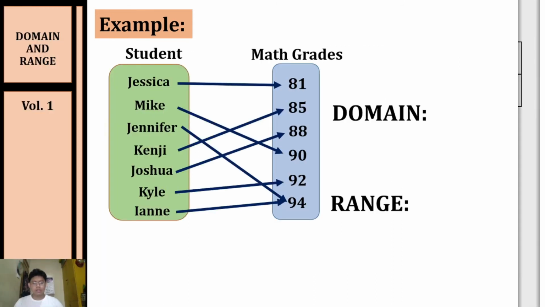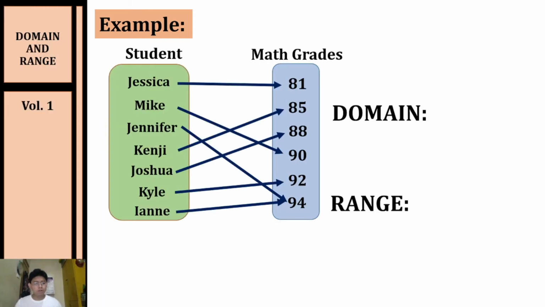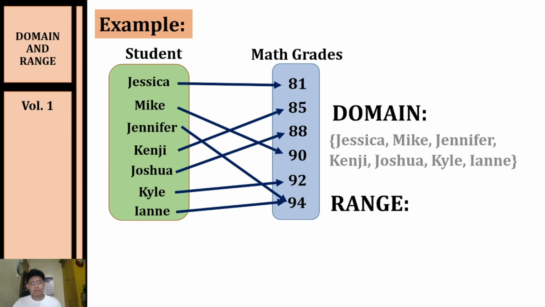Okay, now let's have another example. And this time, we're going to have a mapping. So for a mapping, our domain will be the one on the left, and our range will be the elements on the right. So for our domain, we will just list down all the names of the students. So our domain will be Jessica, Mike, Jennifer, Kenji, Joshua, Kyle, and Ian.